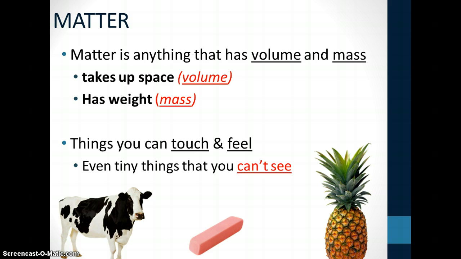Here I have three pictures of things that are matter, or are composed of matter. So we have a cow, an eraser, and a pineapple. These things, you can hold them in your hands, you can feel the weight that they have, and they take up space in the room.